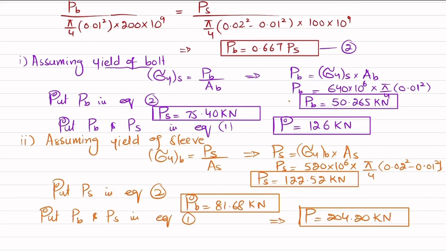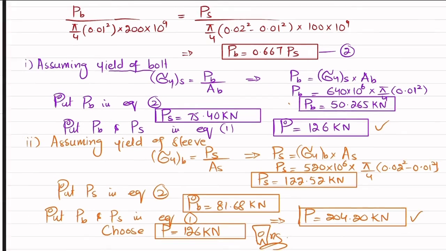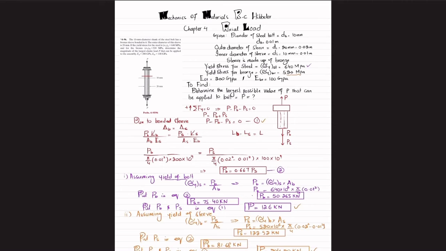Clear? So one P is this one, and another P is this one. So what we will do is choose the one which will be safer. So P is equal to 126 kilonewton is the load that can be applied to this assembly, because this is the largest elastic load that can be applied to this system. And that was all about this problem 4-96.